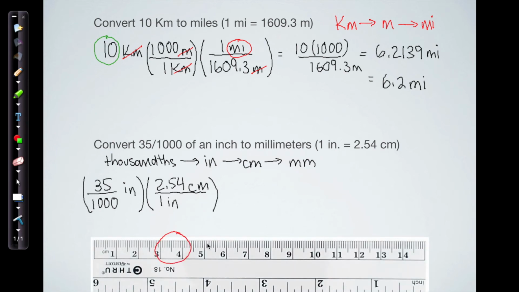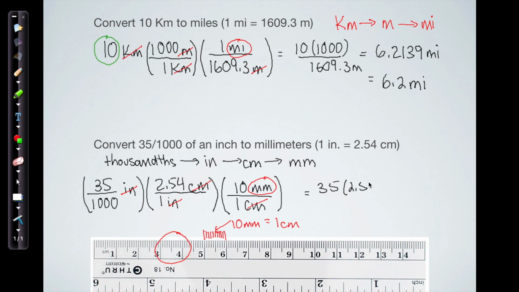And then if you take a look at a ruler, you can remind yourself that every centimeter is 10 millimeters. So a centimeter is 100th of a meter and a millimeter is 1,000th of a meter. So we can use that to convert centimeters to millimeters. 1 centimeter, 10 millimeters. Cancel all our units, and the only unit left standing is millimeters, so we know our calculation is correct. All we have to do is the arithmetic, which is 35 times 2.54 times 10 divided by 1,000.